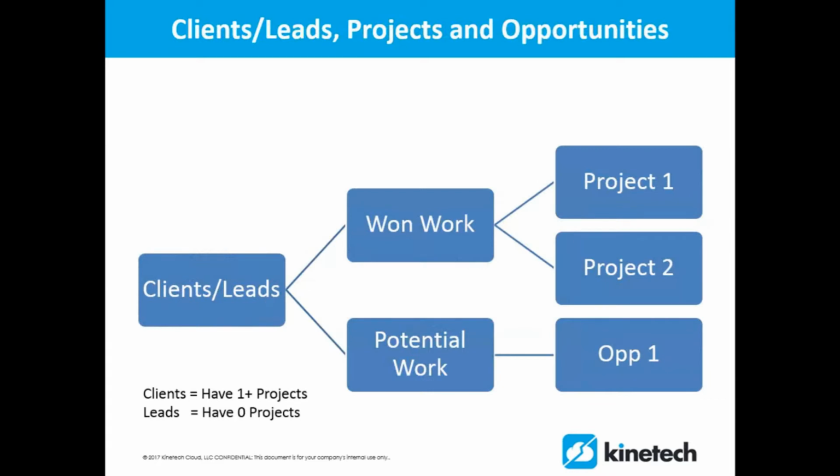This one is just about a little bit of terminology within the application. One thing that we do differentiate is between clients and leads. Clients have won work under it, so it's got at least one or more projects under it. Leads will just have zero projects. So when you're under that CRM tab, that's how those tab names are differentiated and what information is stored under them. And then for our graph here, our clients and leads, we've got our won work, we have projects, we have potential work, and we just have our opportunities under it.